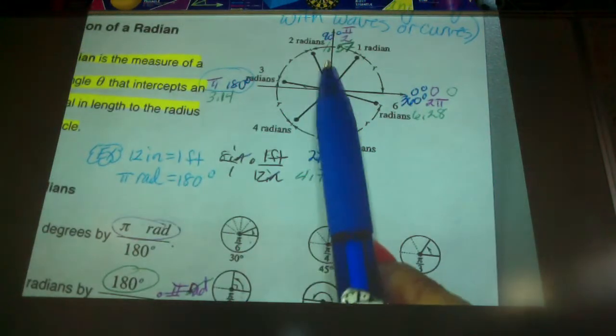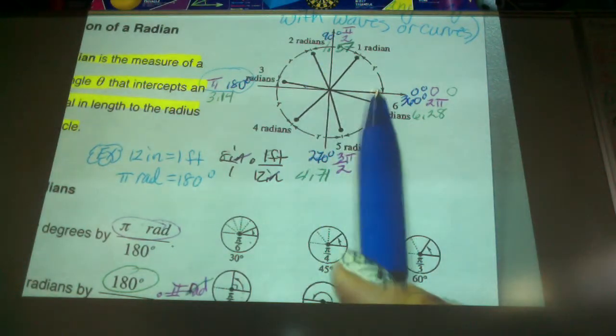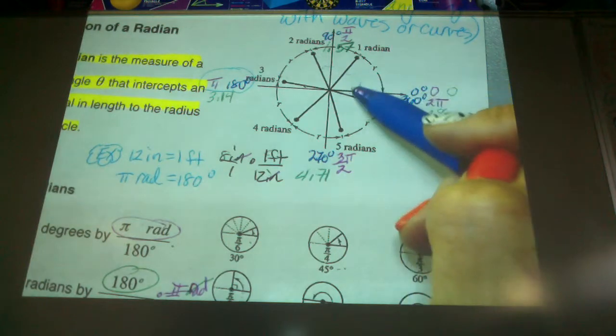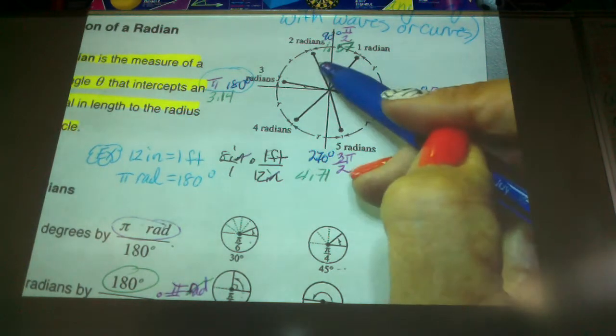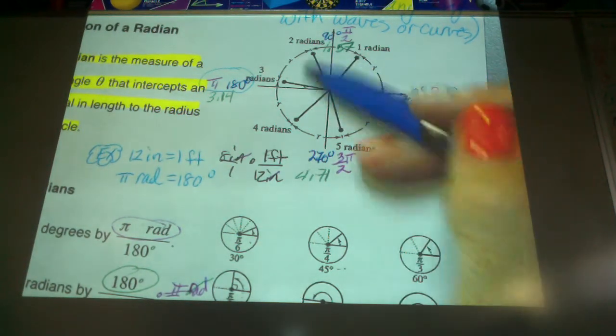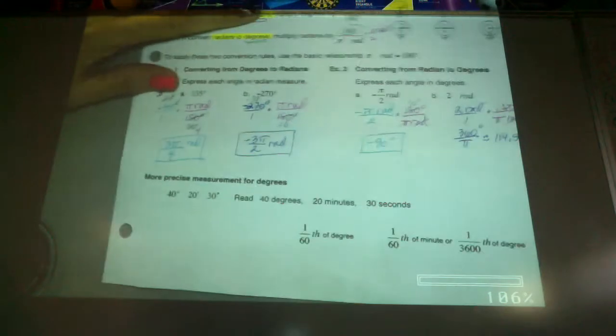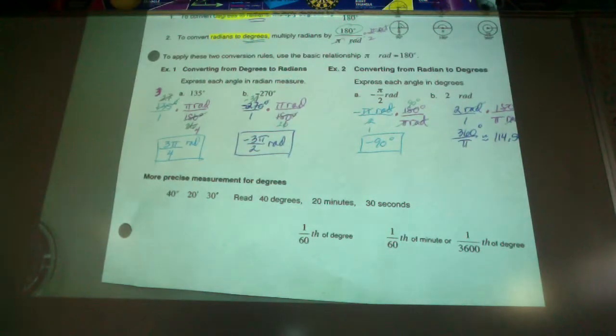Now, 114 degrees, isn't that bigger than 90? So from 0 to here does not look like it could be 114 degrees. That's the angle measure that we just found for 2 radians. So questions about that? Is that starting to ring a bell? I know you did that. Okay, then we're going to get more precise.